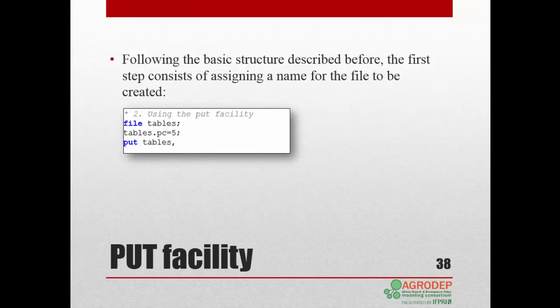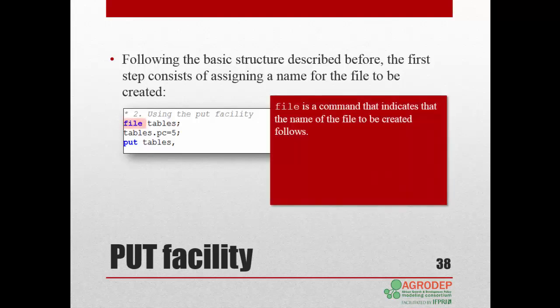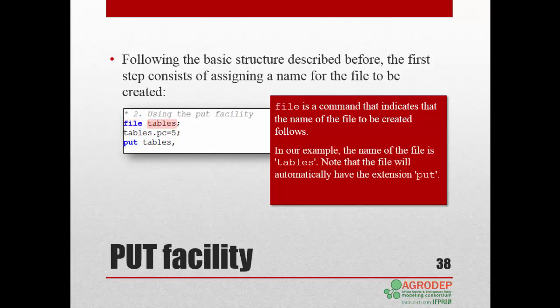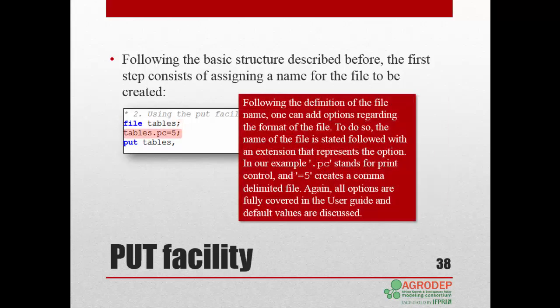Following the basic structure described earlier, we first assign a name to the output file. File is a command that indicates the name of the file to be created. In our example, we named the file tables. The file will automatically have the extension .put. The command ends with a semicolon.